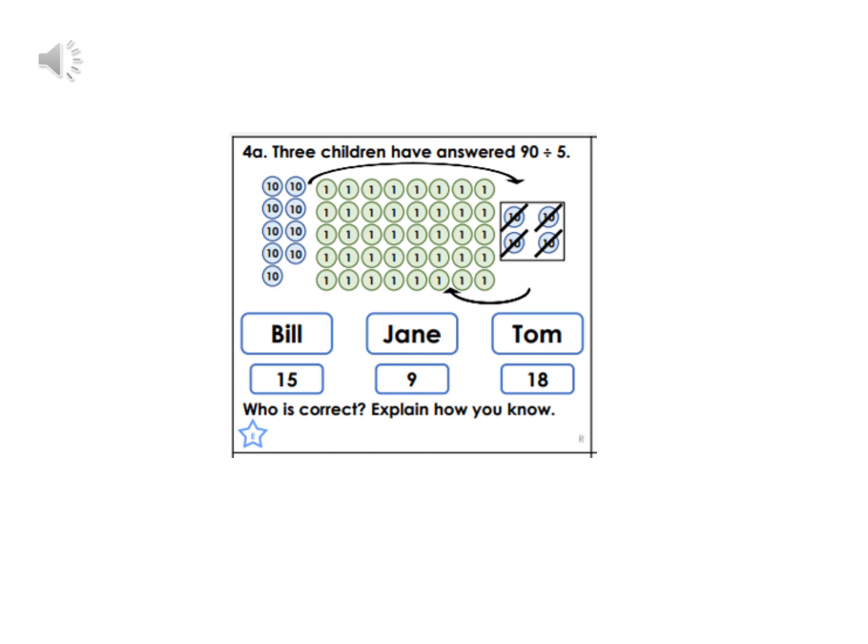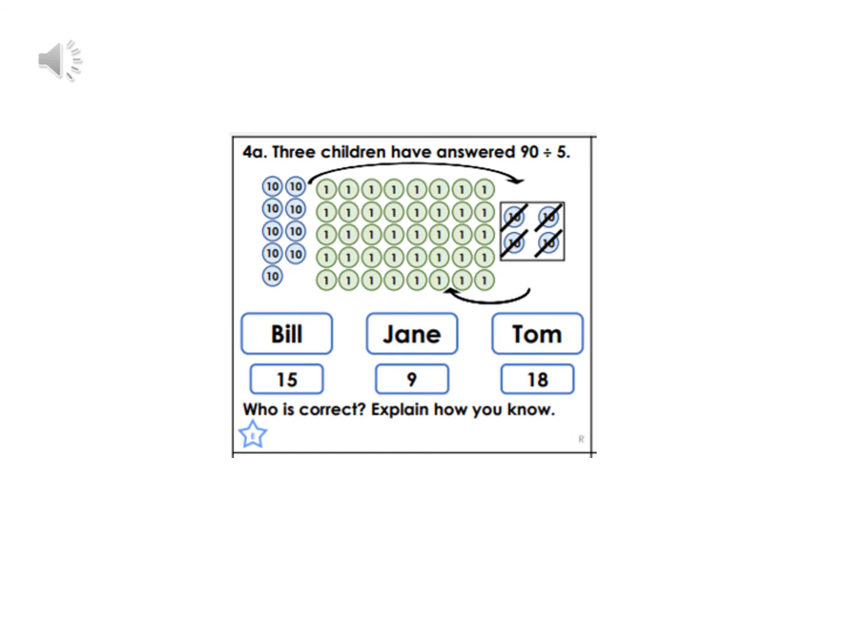Here is your problem-solving activity for today. It says, 3 children have answered 90 divided by 5. Bill's come up with the answer 15, Jane says it's 9, Tom's saying it's 18. Out of those children, who is correct? Provide an explanation, 1, 2 sentences. How do you know that that person is correct?